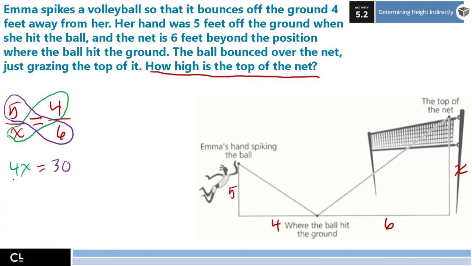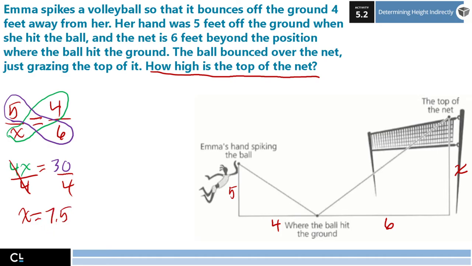Last but not least, like we've been doing, we divide by the number next to my x. We get rid of it, 4 on both sides. And that's going to give me 30 divided by 4, which is 7.5. We get x equals 7.5.